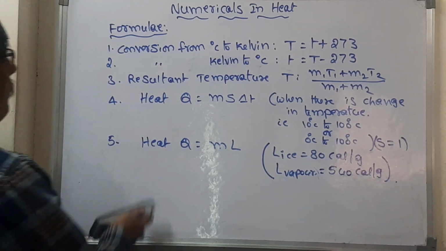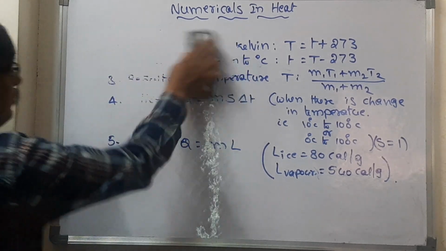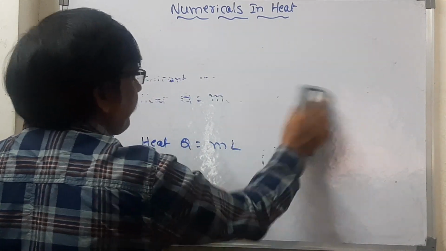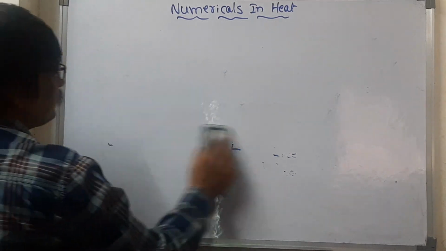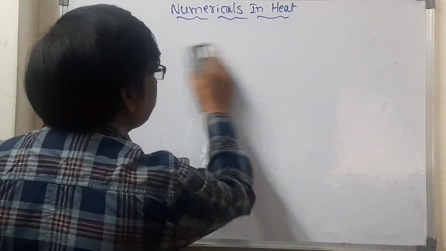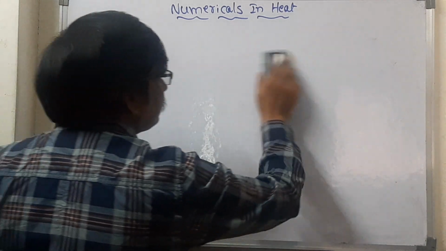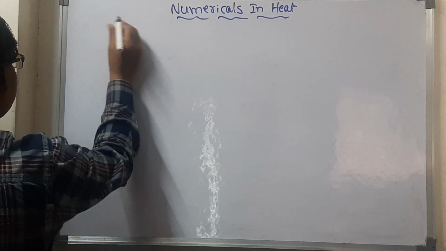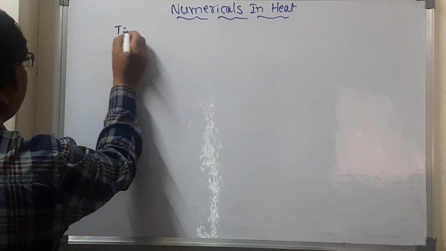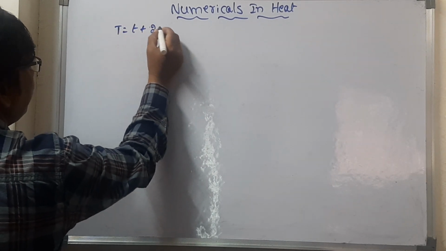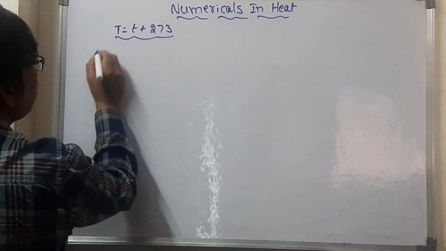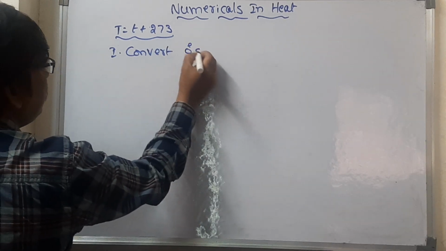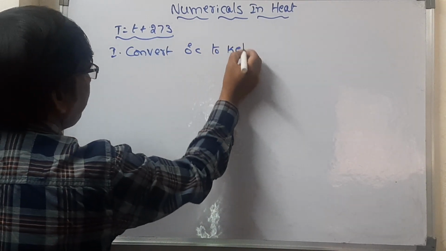Now let us see what application numericals will be given in this chapter. First, let us see the question that will be asked. The first question is based on capital T is equal to small t plus 273, a conversion question. Convert 0 degree Celsius into Kelvin.